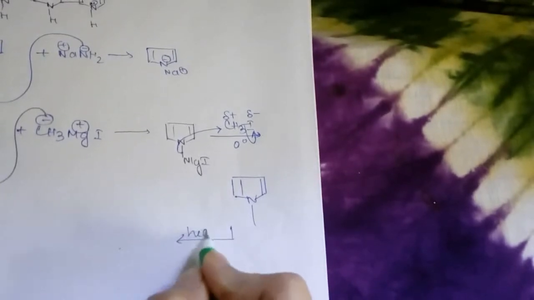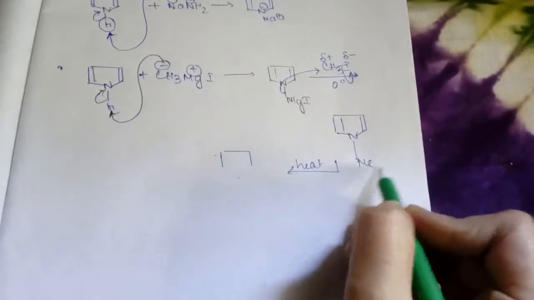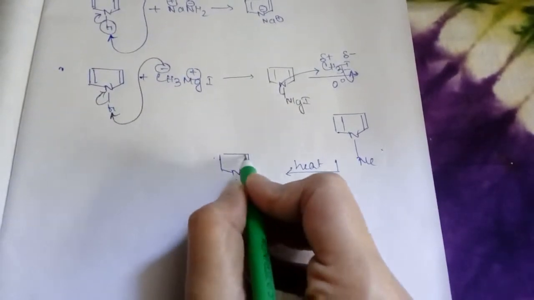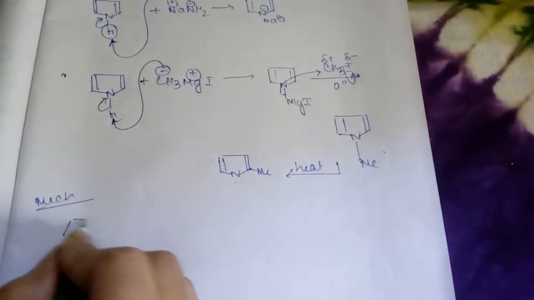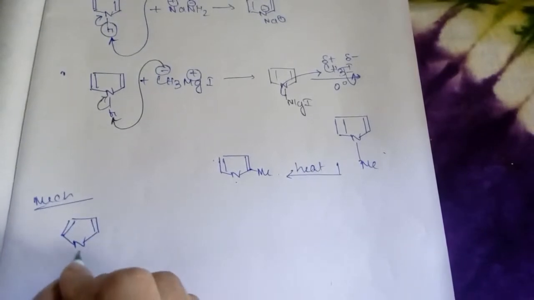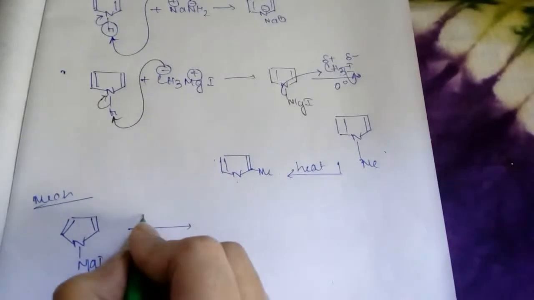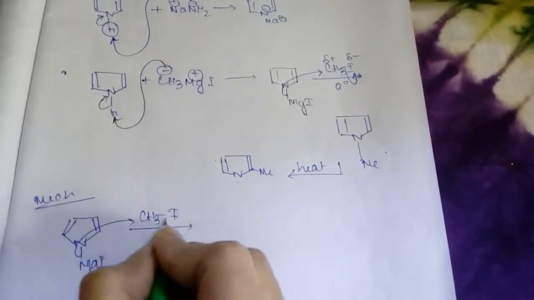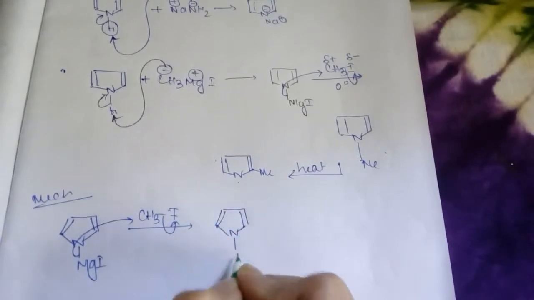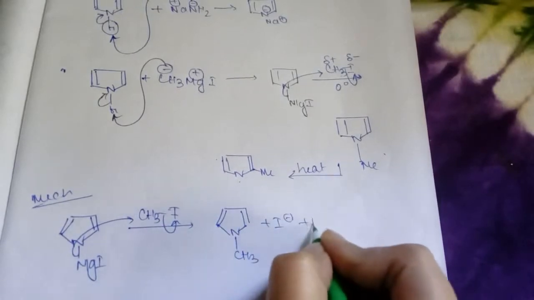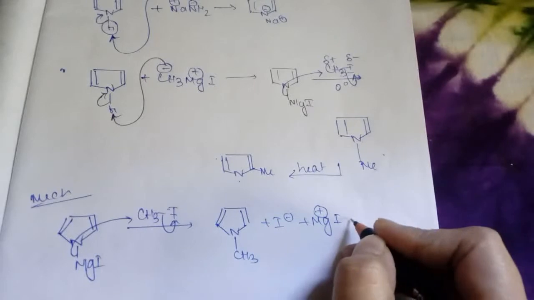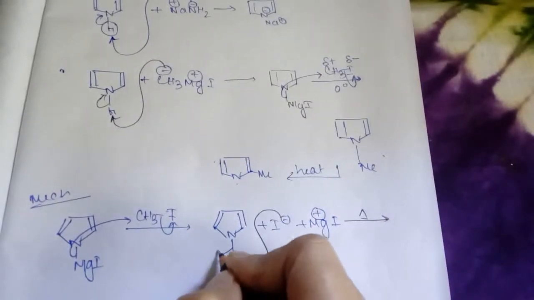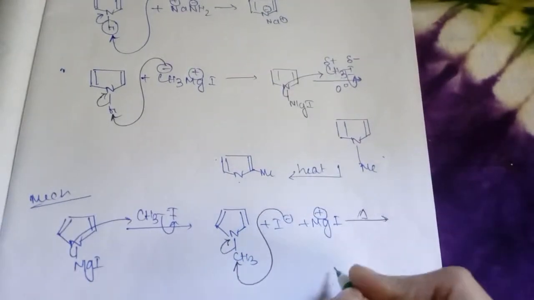But at higher temperature, in presence of heat, the methyl group will shift to the alpha position with respect to nitrogen, and this will form. The mechanism is like that. At first, here is the N-MgI complex. Then, in presence of CH3I, this will form, and then I minus and MgI plus are there, and when heat is added, this I minus will capture the CH3, and again a negative charge generates upon nitrogen, and this is formed.